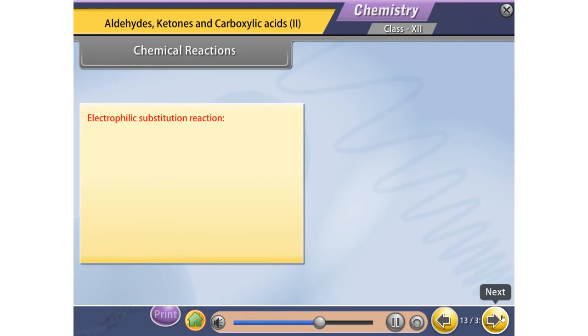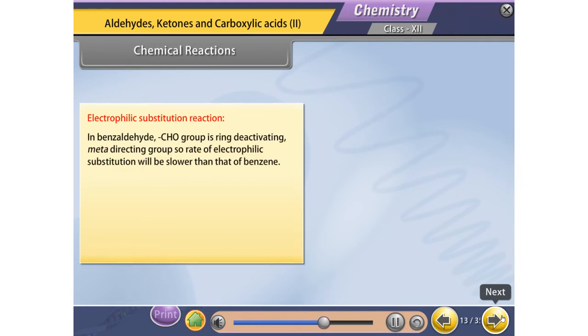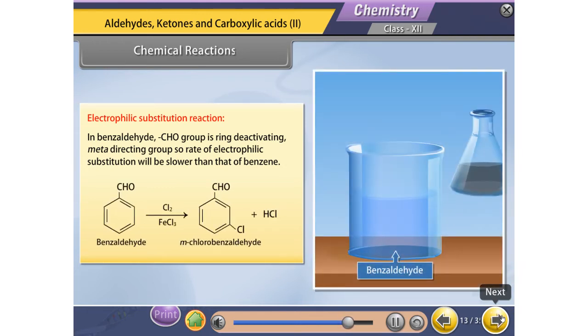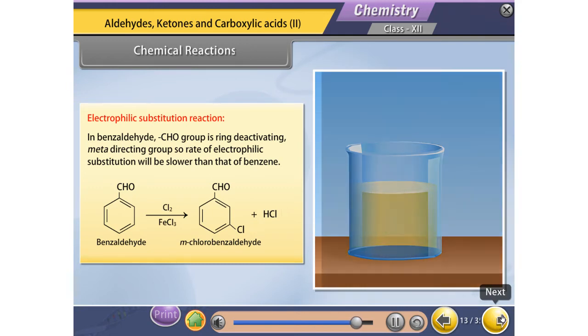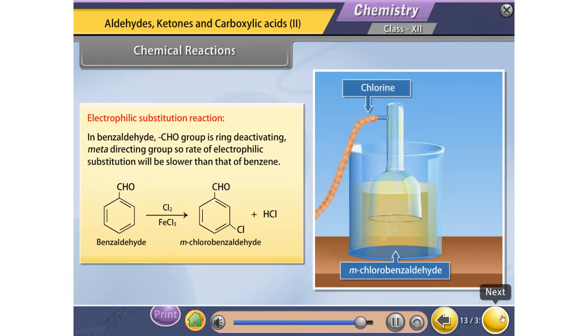Electrophilic substitution reaction. In benzaldehyde, the aldehyde group is a ring deactivating, meta-directing group, so the rate of electrophilic substitution will be slower than that of benzene. Benzaldehyde reacts with chlorine and ferric chloride, and it forms meta-chlorobenzaldehyde and hydrochloric acid.